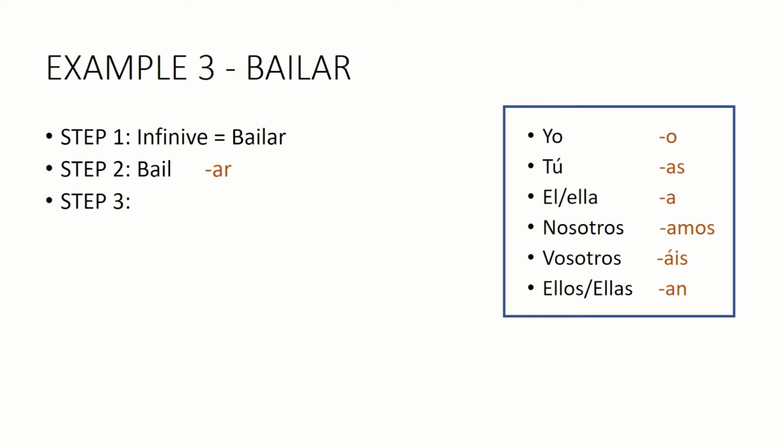Let's go ahead with example number three, which you're going to do on your own. So bailar means to dance in Spanish. So step number one, we identify the infinitive. Step number two, drop the ending. And step number three, add the ending from the right hand side. So I'll give you a minute or two and then I'll get back to you.